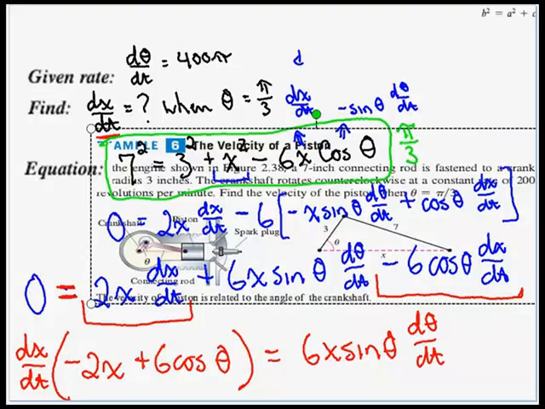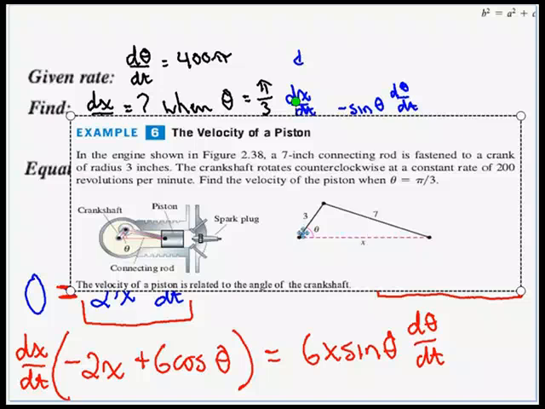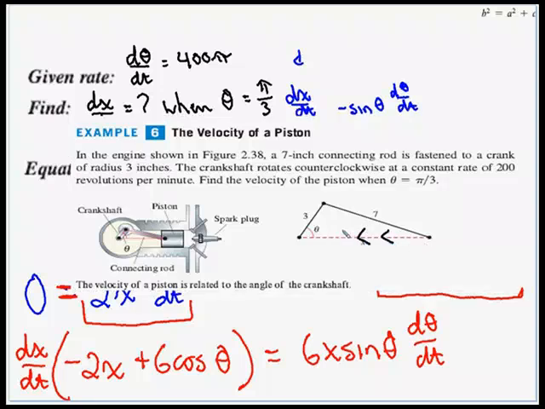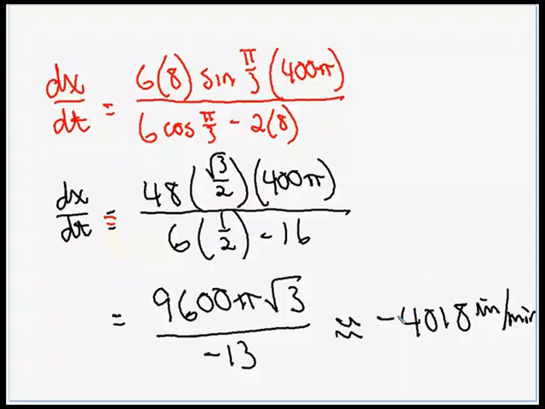Remember, we were trying to figure out the velocity of the piston. The piston's traveling back and forth, and we were trying to find the velocity at that instantaneous moment in time. And our answer turned out to be negative. What does the negative tell us? Well, it tells us that the piston is heading toward the left. When this angle is pi over 3, as that goes this way, this length 7 never changes. That's pulling the piston back towards the crankshaft. And exactly how fast? 4,018 inches per minute. Remember, that negative just tells us the direction.